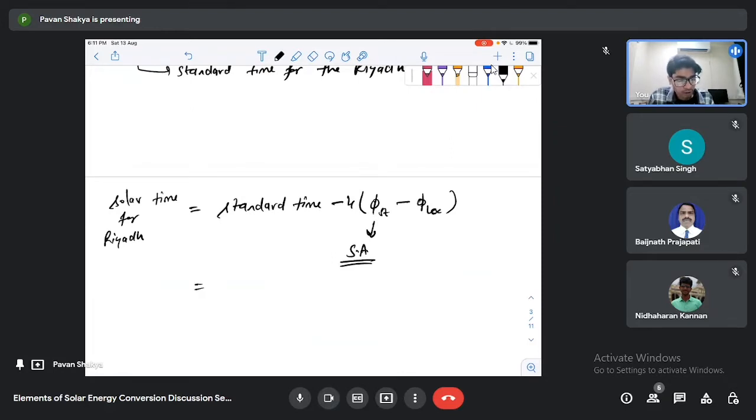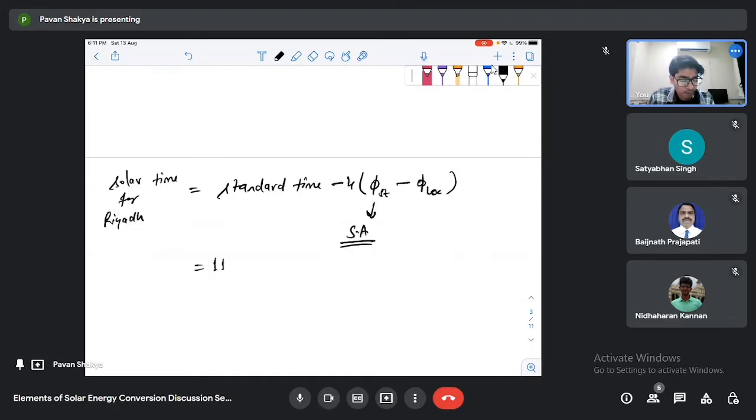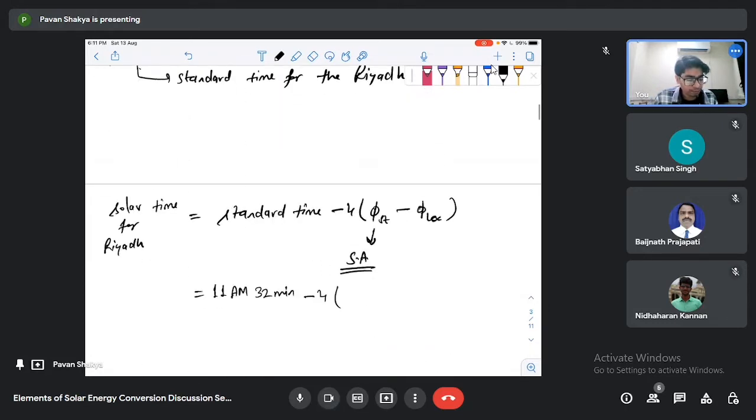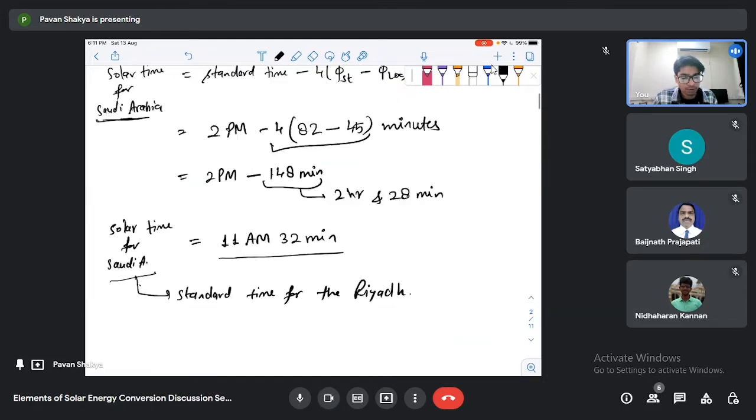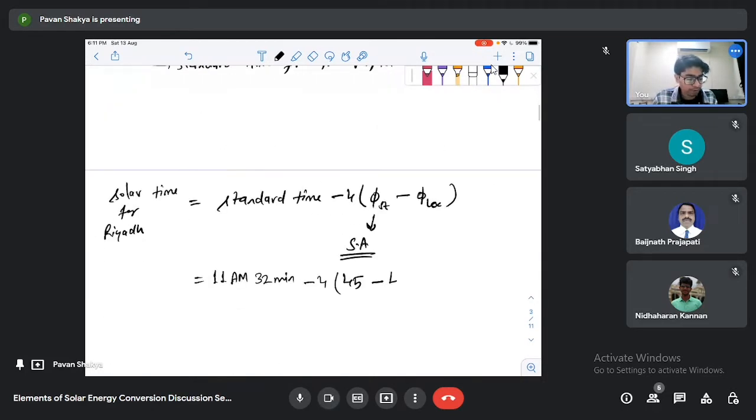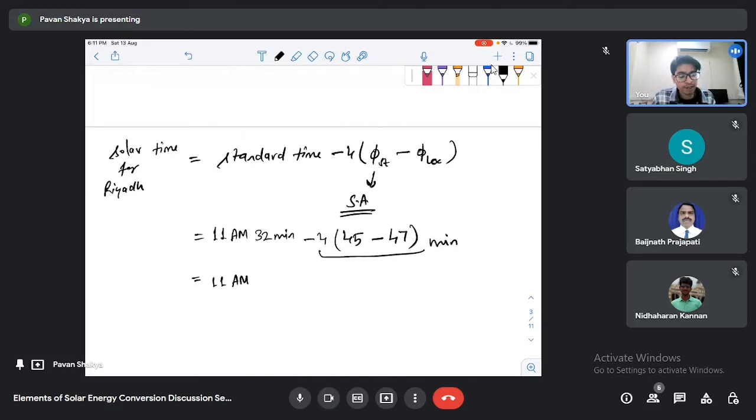So now the standard time for Riyadh is 11 a.m. 32 minutes. So 11 a.m. 32 minutes minus 4 times the standard longitude for Saudi Arabia, which is 45, and for Riyadh it is 47. And this will be in minutes. So when we solve this, we will get 11 a.m. 32 minutes plus 8 minutes.